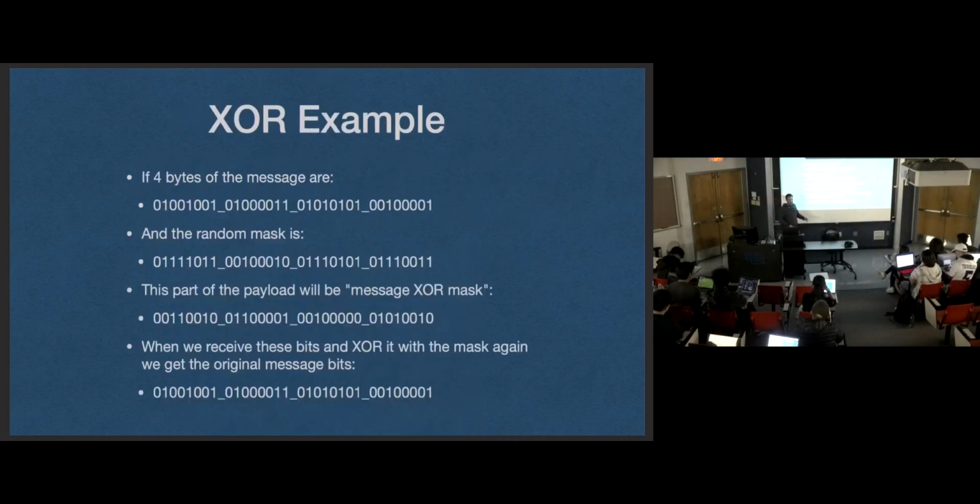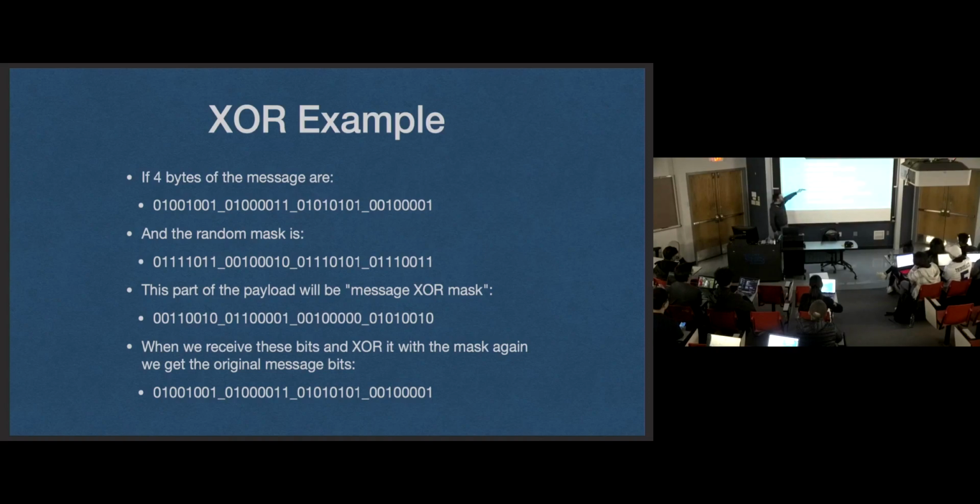So as an example, if this is your message, this is what's being sent in your WebSocket frame as the first 4 bytes of your message, and the client randomly generates a masking key of this, then what's actually going to be in the payload of that data is this XORed with this. So 0 XOR 0 is 0, 1 XOR 1 is 0, 0 XOR 1 is 1, etc., and that gives us this. This is what's in your payload, and you're given the mask.